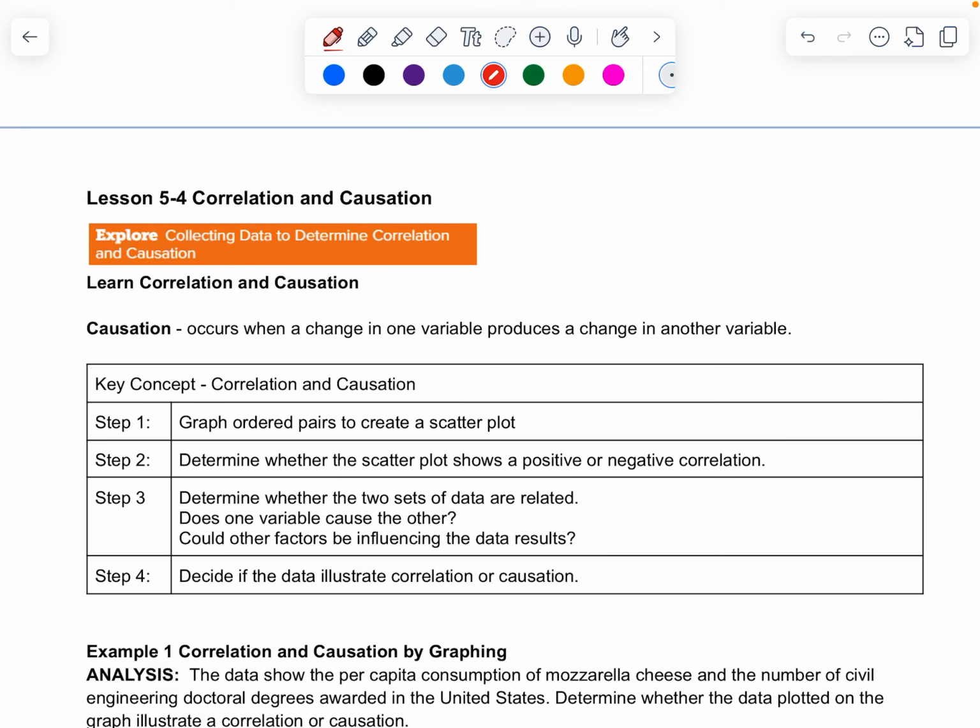Okay, correlation and causation. Causation occurs when the change in one variable produces a change in another variable. So, is there something that's causing something else?